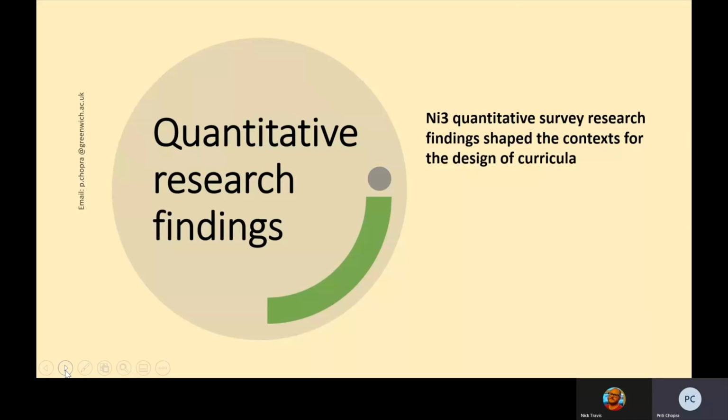In terms of quantitative research findings that emerged through the research studies conducted by the Ni3 Center, these survey research findings shape the context for the design of curricula. For example, in the Ugandan context, findings revealed that the frequency of maltreatment and exposure to violence, all forms, within and outside the home, is high amongst both boys and girls.